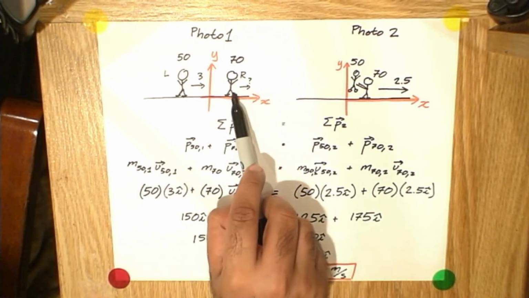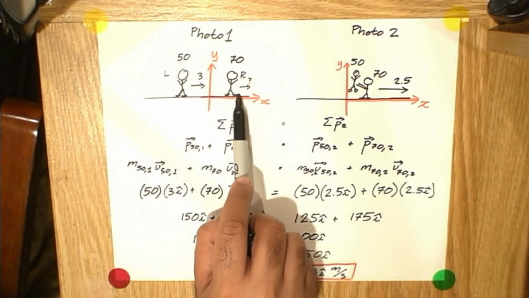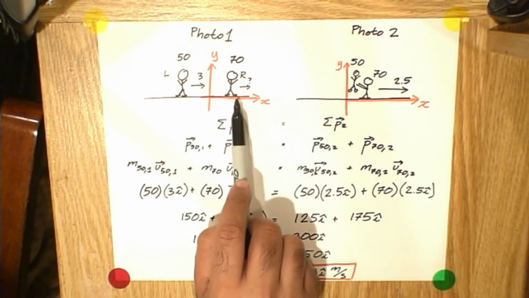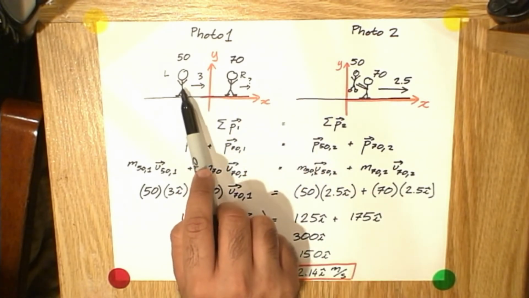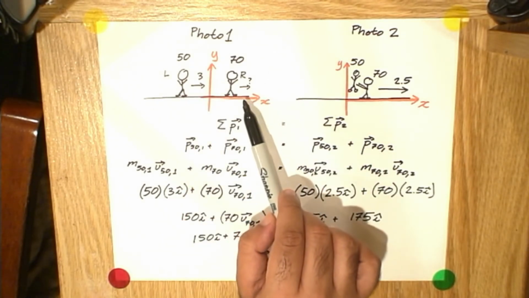If the right-hand skater, the 70 kilogram skater, had been moving faster than 3 meters per second, then they would have moved away before they could have possibly caught the 50 kilogram skater. So clearly the right-hand skater had to be moving more slowly.